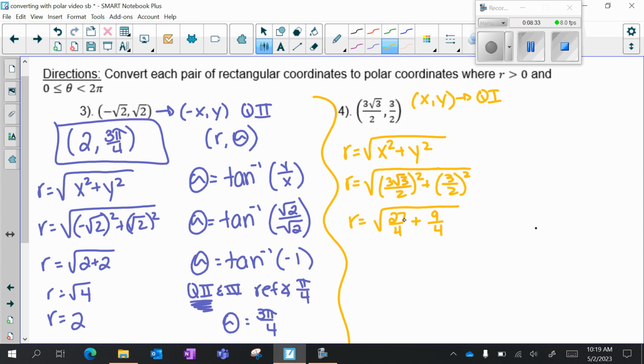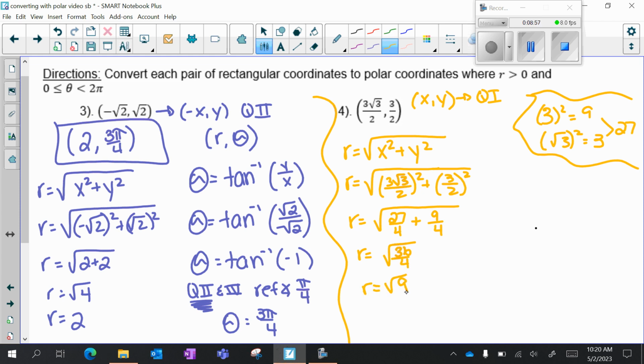If you need to do that in a calculator, you can, or 3 squared is 9. Radical 3 squared is 3. And 9 times 3 gives us 27. So that's some scrap work if you need it. So this gives me radical 36 over 4, which is radical 9, which is 3 as my radius.